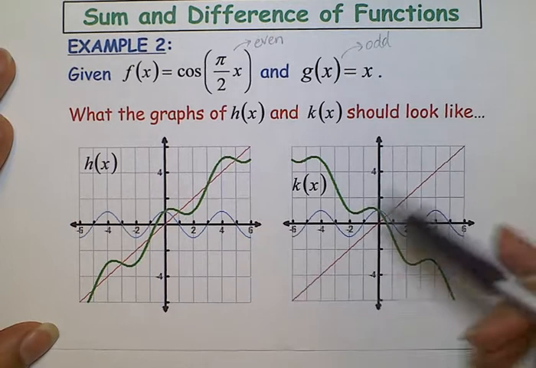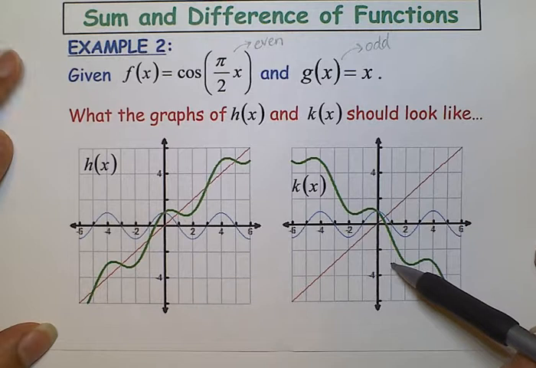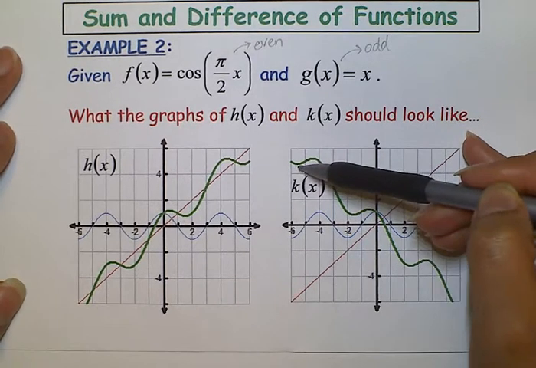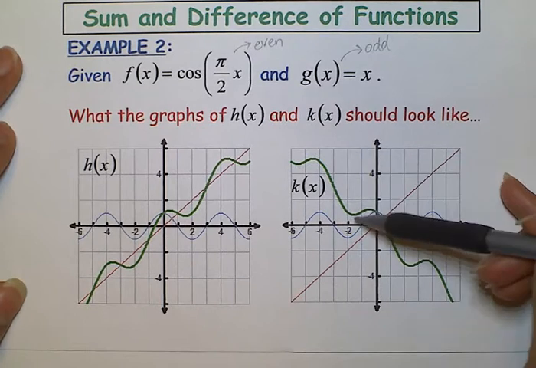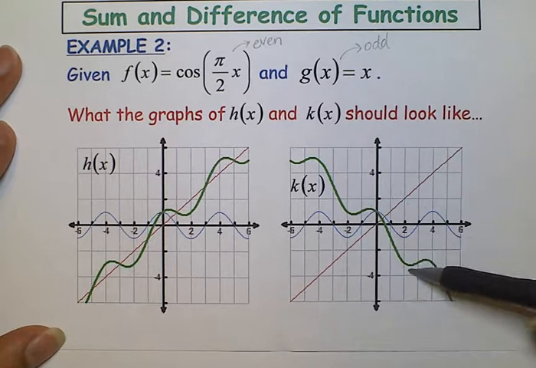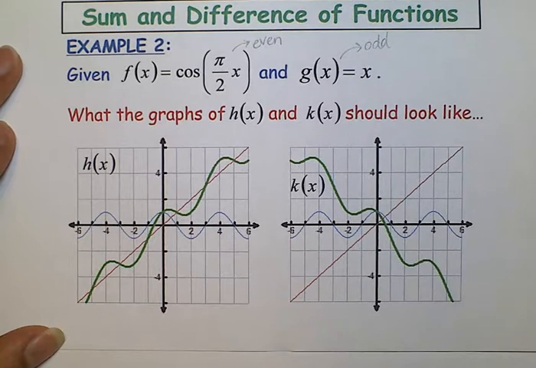Same idea for the subtracted function or the difference function. There's an interval of decrease, then an interval of increase, then an interval of decrease to a minimum, and then an increase to a maximum, and a decrease to a minimum, increase to a maximum, and then I think you get the point from there.